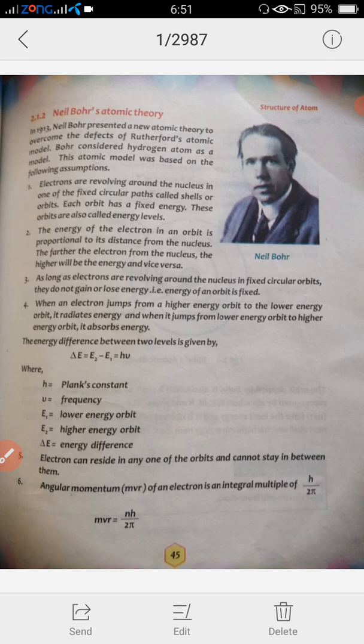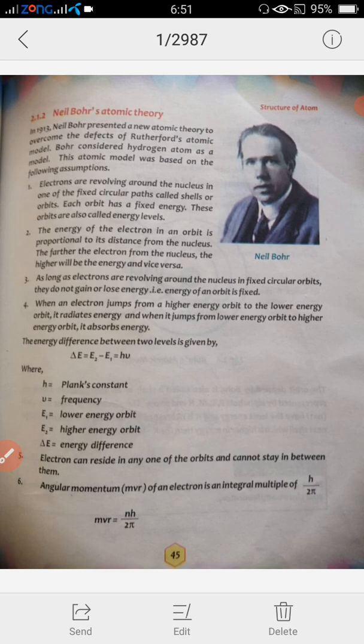And the second defect, which was pointed out by the scientists in the Rutherford atomic theory, was that according to Maxwell's theories, electrons are charged bodies revolving around the nucleus and should emit energy continuously. And when the electron is emitting energy continuously, ultimately it should release all of its energy and fall into the nucleus. In reality, this does not happen.